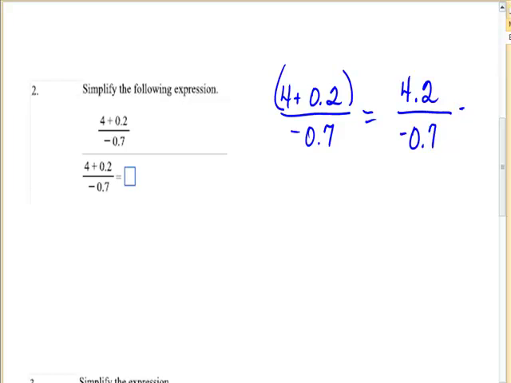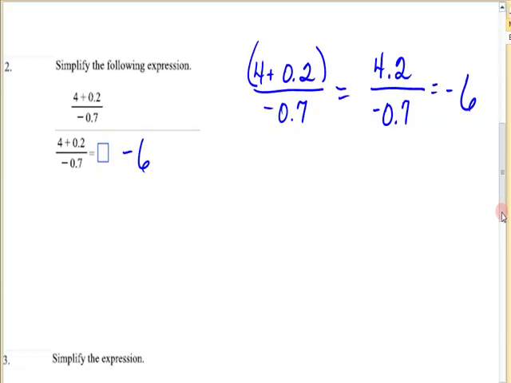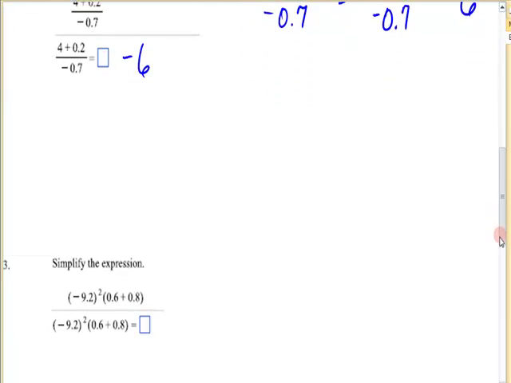Positive divided by negative is going to give me a negative, and you can either do it with your mind, with a piece of paper, or with a calculator, but you are going to get negative 6. So it is the integer negative 6. Positive divided by negative was negative.